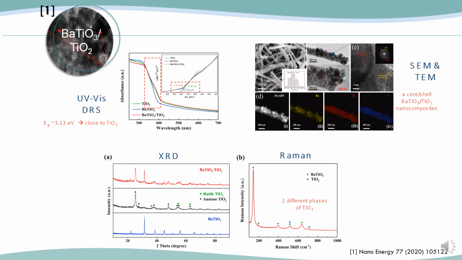The identified peaks are marked with green colors, and the black dots are ascribed to the different phases of titanium dioxide, anatase and rutile. Raman spectroscopy is an effective method for characterizing structural symmetry of materials. From Raman spectroscopy, we also can see the peaks of barium titanate and titanium dioxide.